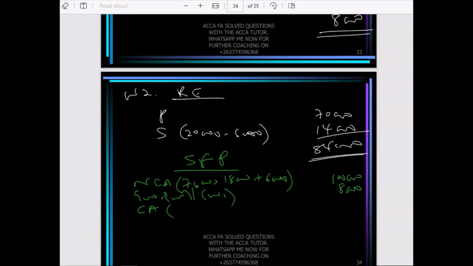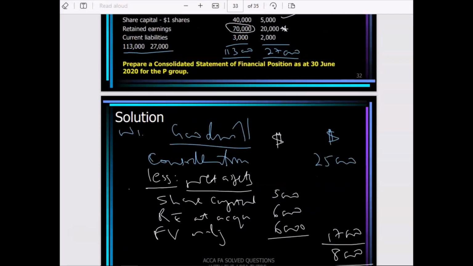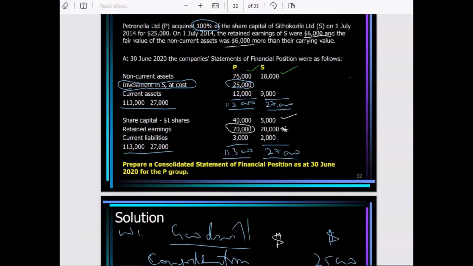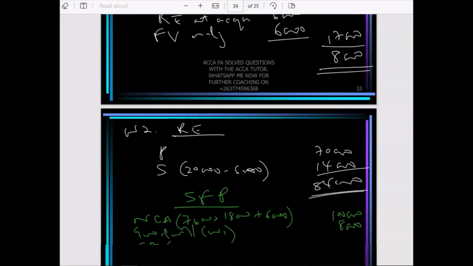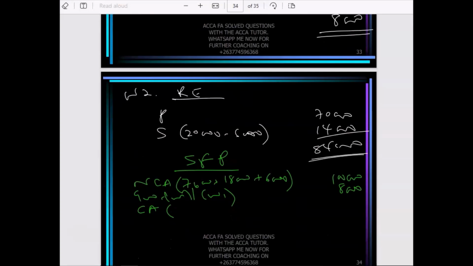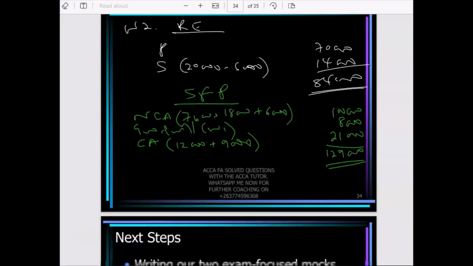And then you add the current assets of these two companies. The current assets from their balance sheets, we had 12,000 plus 9,000, and you get 21,000. You add them up, you get the total of 129,000. So that's the asset side of the SFP.